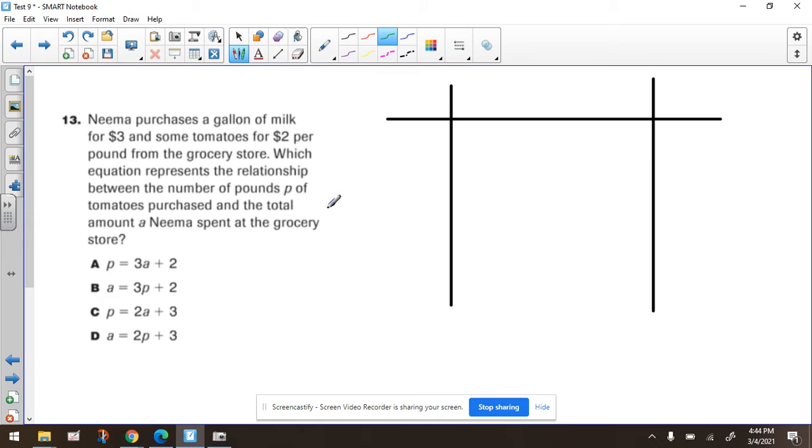One of the things that's really helpful to figure out first is you have to identify what's the independent variable and what's the dependent variable. The two letters that we're talking about, they're giving us P for pounds and A for the total amount spent. So we have to ask ourselves, does the amount that you spend depend on how many pounds of tomatoes you buy? Or is it this way? Do the pounds of tomatoes you buy depend on the amount spent? So give that some thought.